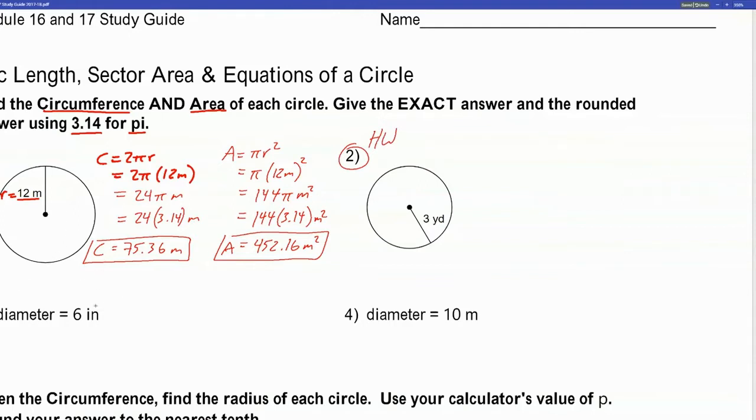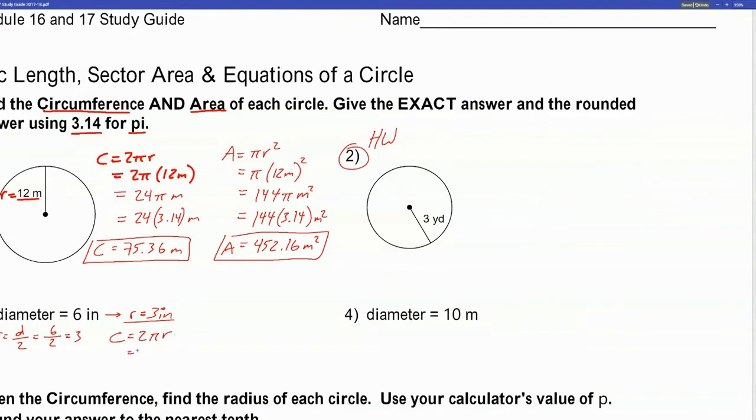Number 3 is very similar to number 1 and 2, just no pretty picture. And instead of giving the radius, they give you the diameter. Now, remember, the radius is half of the diameter. If the diameter was 6, what's half of 6? 3. So the radius here is 3, and remember context, 3 inches. So apply the same process as in number 1. Circumference first, which is 2 pi r.